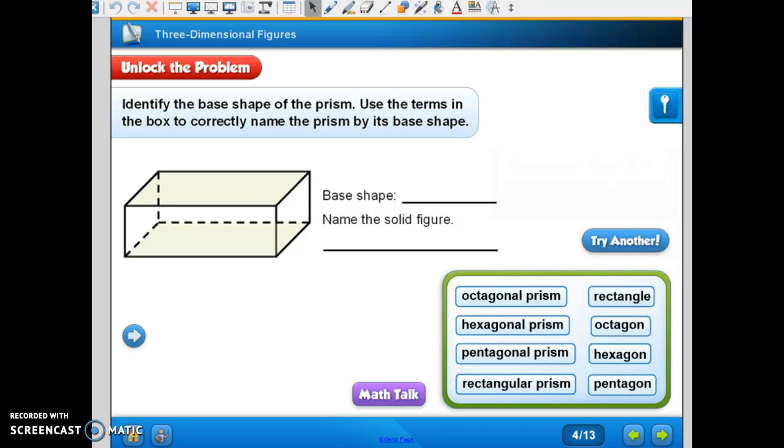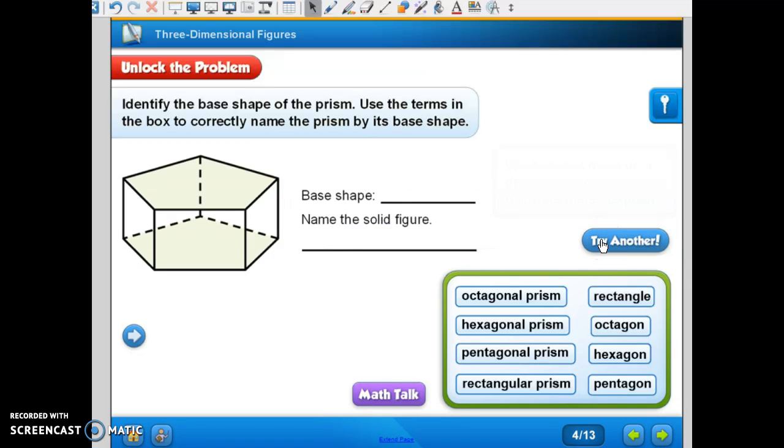Identify the base shape of the prism. Use the terms in the box to correctly name the prism by its shape. So what is the base of this prism? A rectangle. So the solid figure then is going to be a rectangular prism. Go ahead and write those two things.